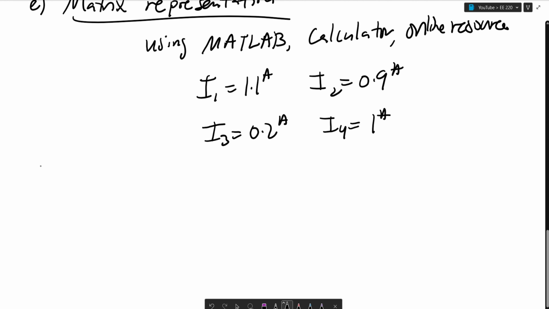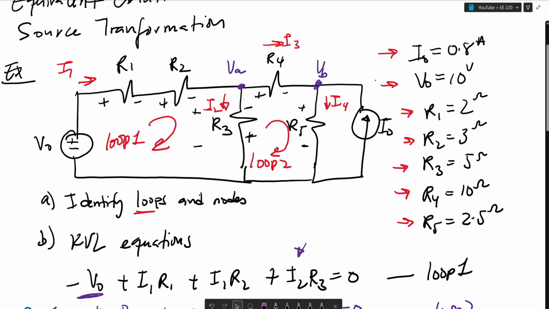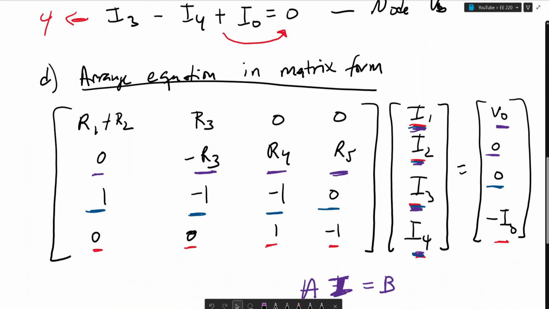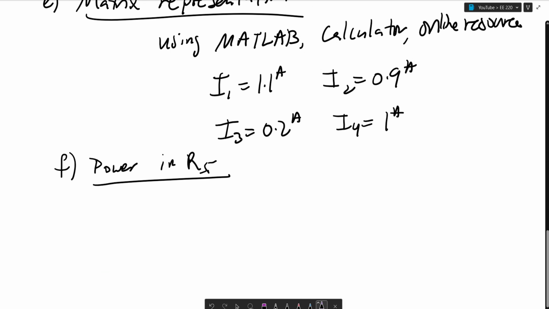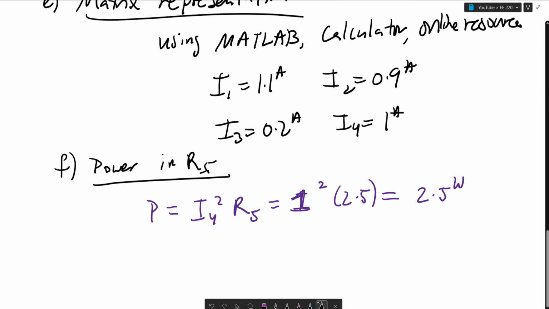Next, it asks us to find the power in R5. So again, that's the power through this resistor right here. And we know the current flowing is I4, and the resistor value is R5. So simply put, P is equal to I4 squared times R5, which is equal to 1 squared, right? Because I4 is 1. 1 squared times 2.5, because R5 is 2.5, which is equal to 2.5 watts. We did this again in lesson 4.